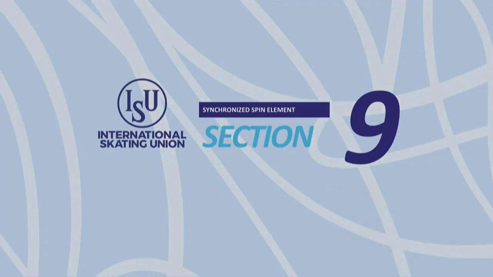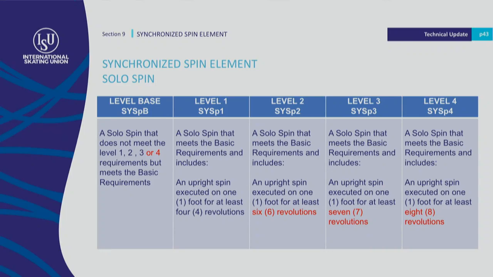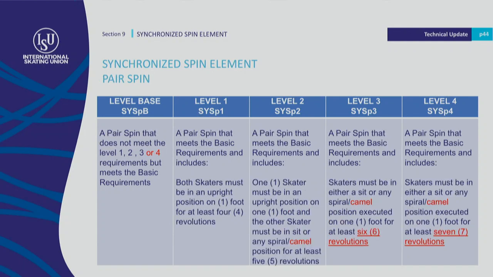Now let's move to synchronized spin element. We have changed the number of levels and the number of revolutions required for each level of solo spin. For level 2, each skater must execute 6 revolutions on 1 foot, 7 revolutions for level 3, and 8 revolutions for level 4. For the pair spin, the changes are approximately the same.